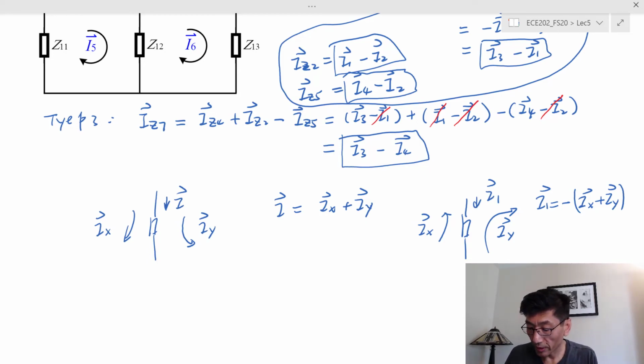Hope you got the idea, although I went a little bit longer than necessary. So next we're going to take a look at how we formulate the mesh current equations.